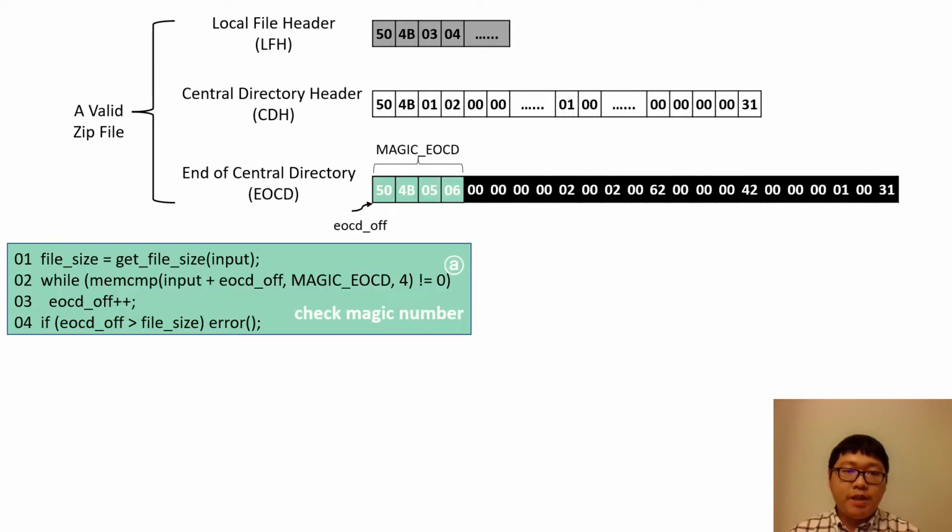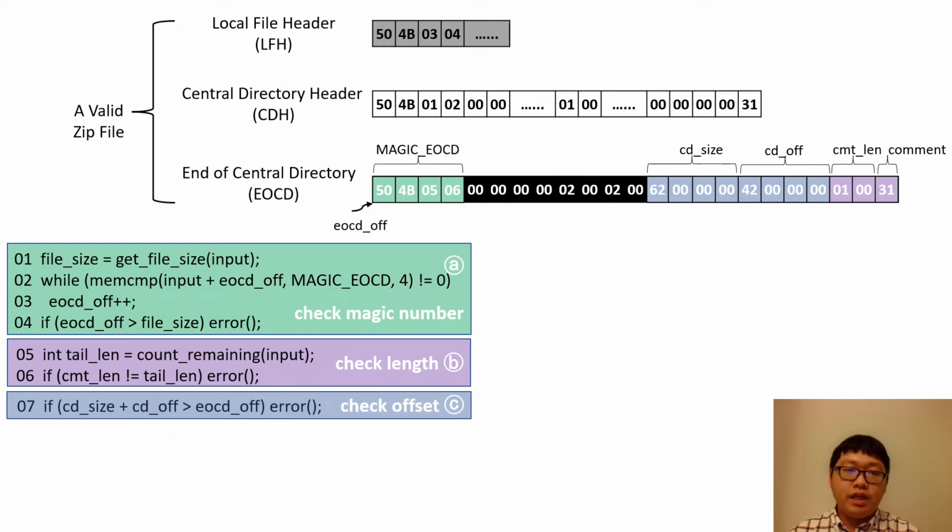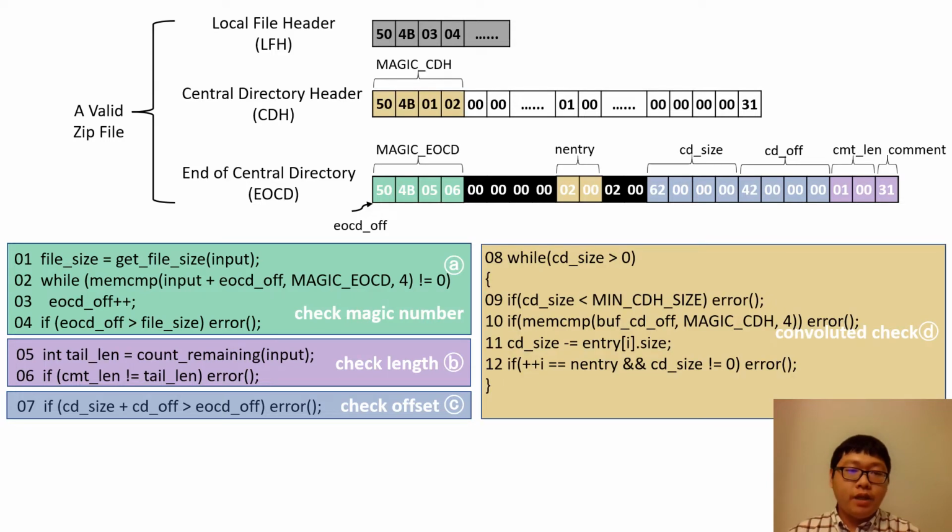Check A examines the magic number. Check B examines the length of remaining data. Check C examines the offset of the EOCD structure and the value of CD size and CD offset fields. Check D is a for loop, which convolutes offset, length, count, and magic number.